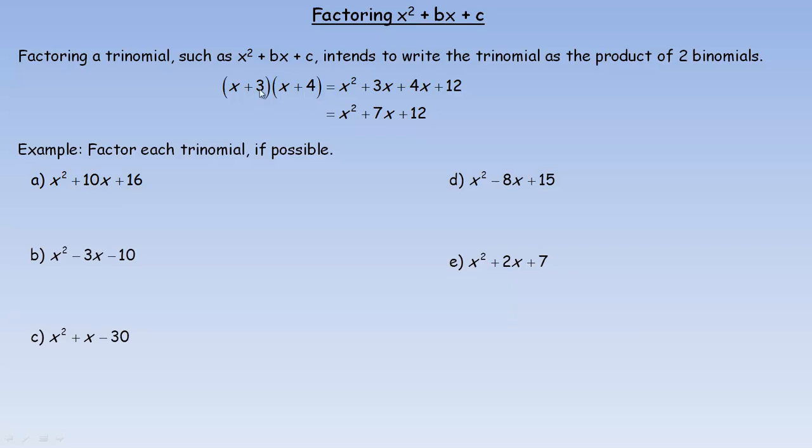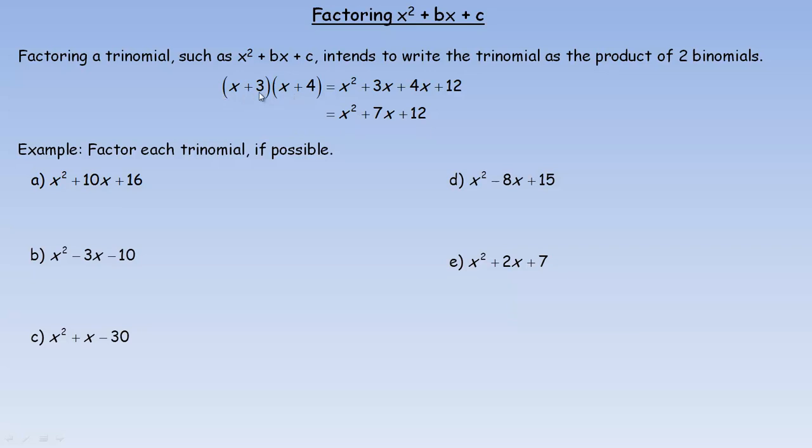So when you go in this direction, take the x plus 3 times the x plus 4 and multiply them together, or expand that, you get this trinomial. We'll talk about specific terms here in a moment. When you take this trinomial and attempt to factor it, you're trying to write it as the product of two different binomials, such as the x plus 3 and the x plus 4.